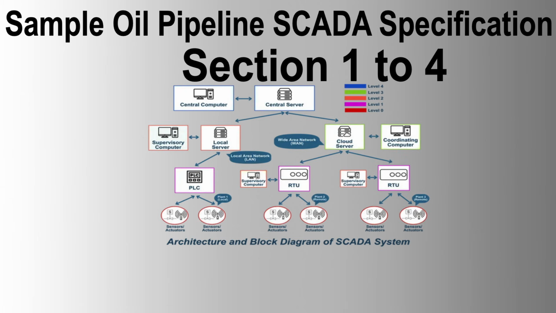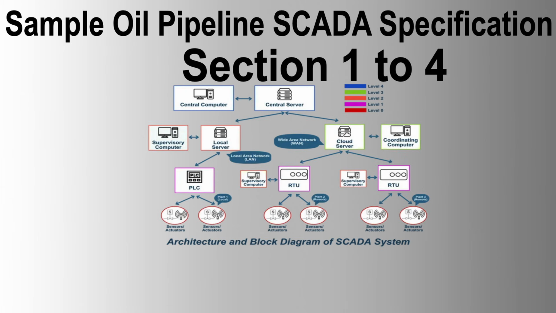4.8 Cathodic Protection Monitoring and Reporting. 4.8.1 Pipeline Cathodic Protection Data Display. The SCADA system shall monitor and report on the cathodic protection status of the pipeline. Real-time data on cathodic protection levels shall be displayed and logged for analysis.